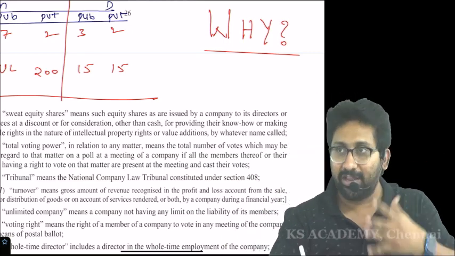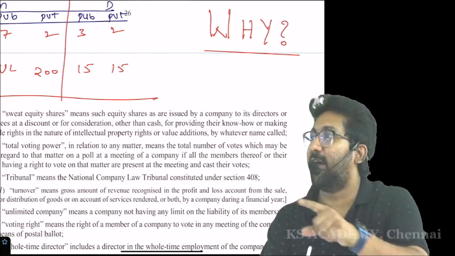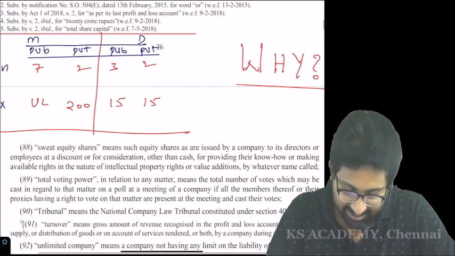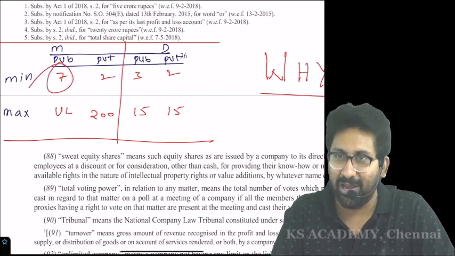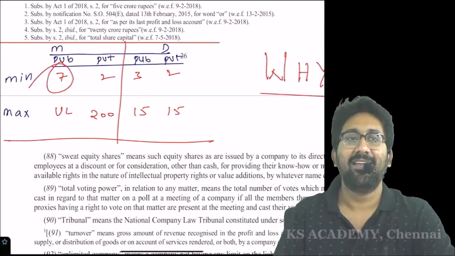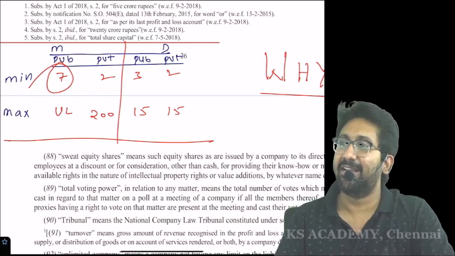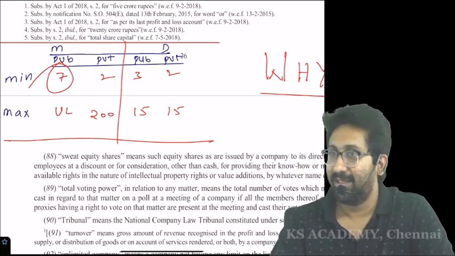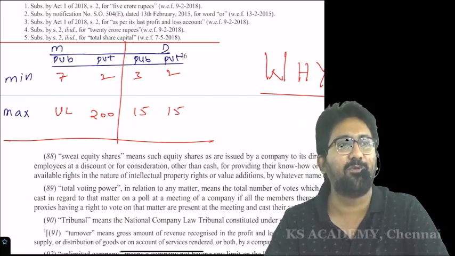So "why?" Law also always asks the same question. Why? Why 7? Why not 17? It can be 6, it can be 5, it can be 8, a round number 10. Why 7? What is so great about this number 7?